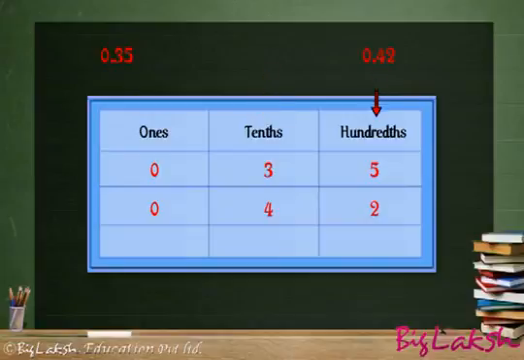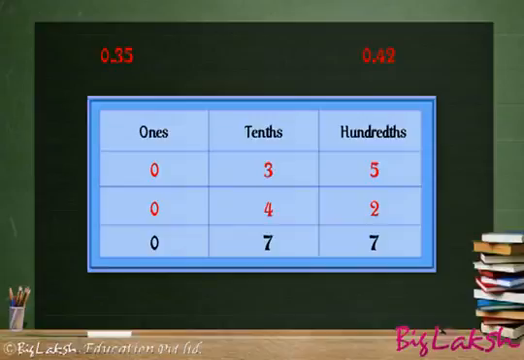On adding 5 and 2 we have 7, and 3 and 4 too we have 7. At ones place there is no numeral, so it will be considered as 0. And 0 plus 0 is 0. This is how we can add decimal numbers.